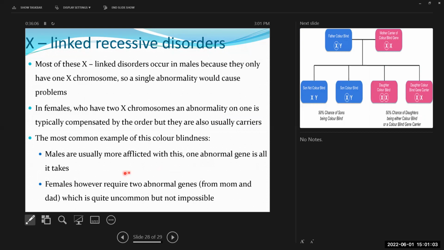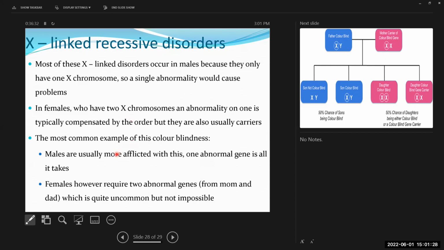Right. So in females who have two X chromosomes, an abnormality on one is typically compensated. So if you do have it on one, the other one is normal. Therefore, let's say it's some particular protein that is not being manufactured, well, the other chromosome will actually compensate for it, right? Because it will be able to produce that particular protein. Most common example is color blindness.